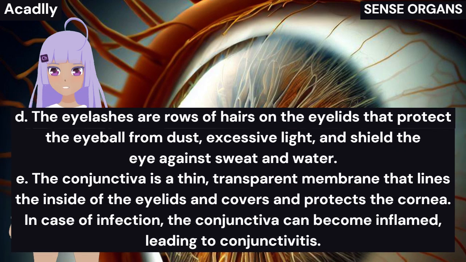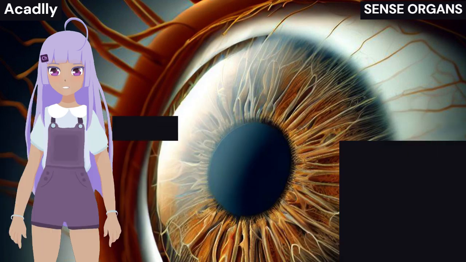D. The eyelashes are rows of hairs on the eyelids that protect the eyeball from dust, excessive light, and shield the eye against sweat and water. E. The conjunctiva is a thin, transparent membrane that lines the inside of the eyelids and covers and protects the cornea. In case of infection, the conjunctiva can become inflamed, leading to conjunctivitis.